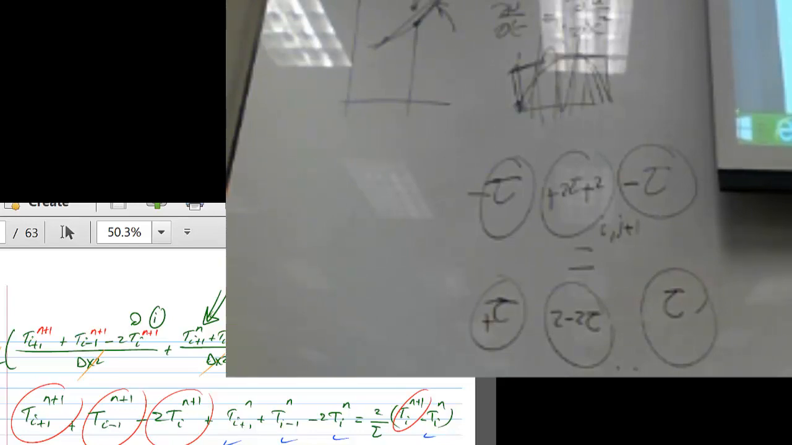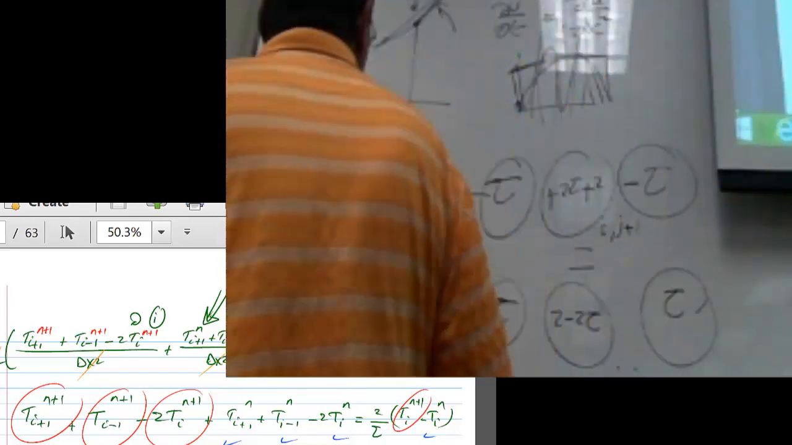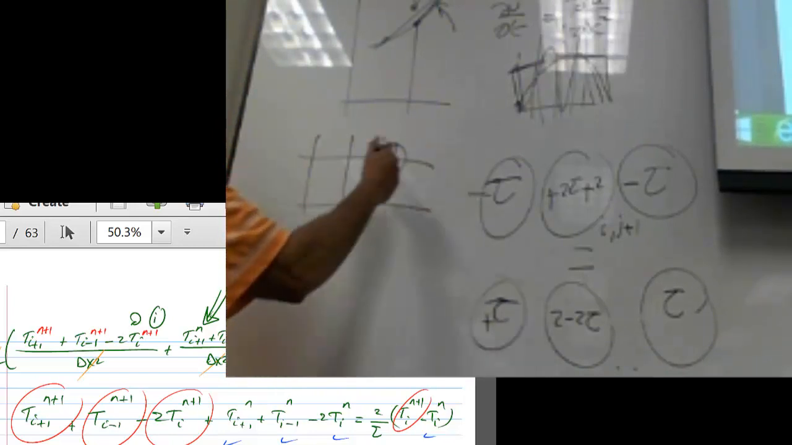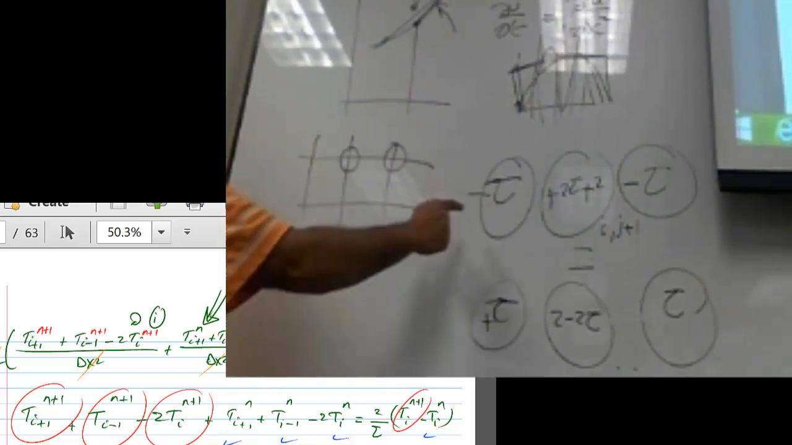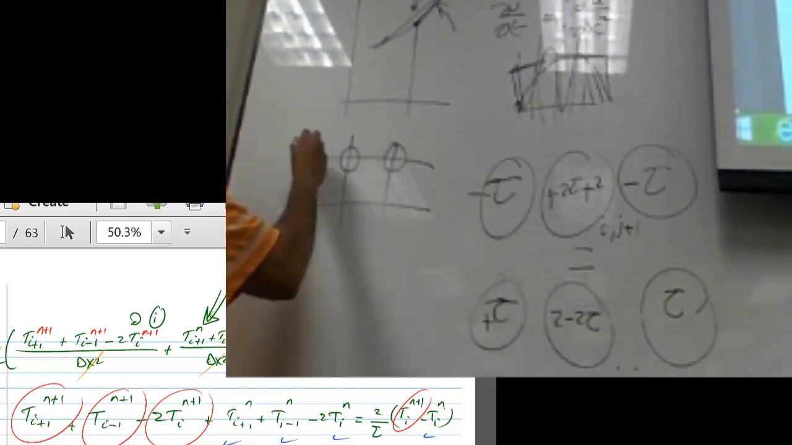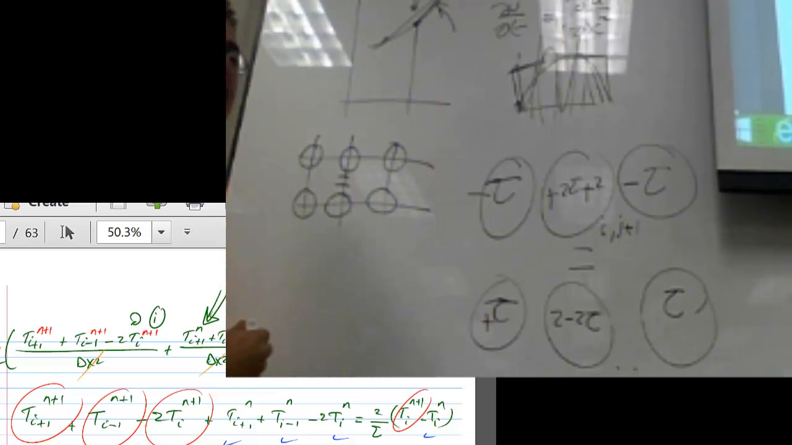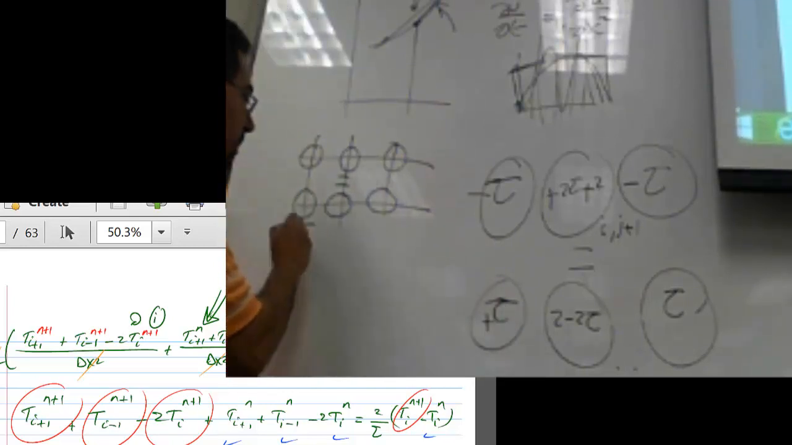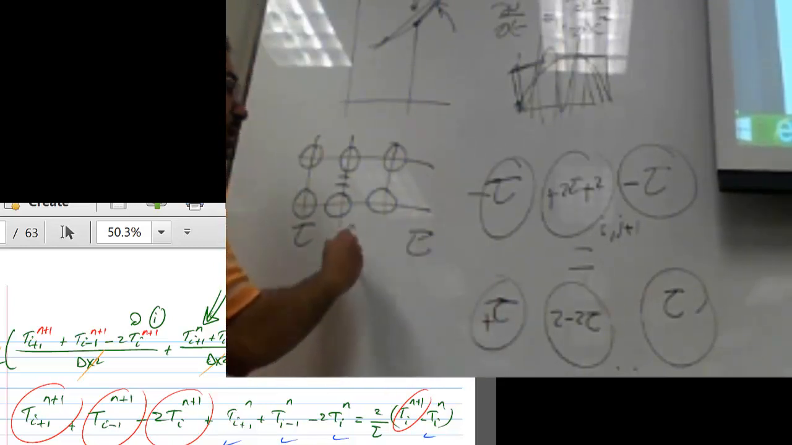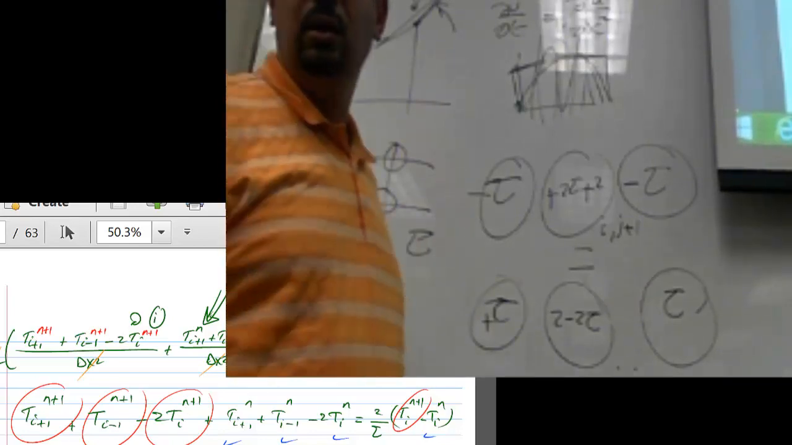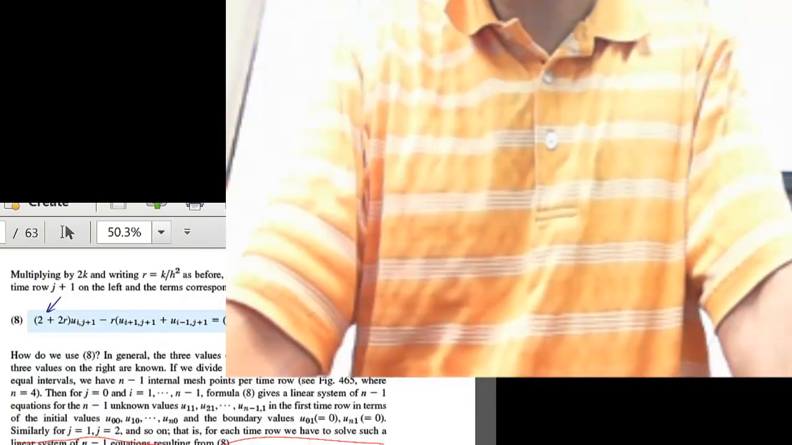Right? And so every time we write this computational molecule at a point, we will have minus tau of that neighbor, and 2 plus 2 tau of this guy, and minus tau of this, equal to the given values. This guy multiplied by tau, this guy multiplied by tau, and this guy multiplied by 2 minus 2 tau. Does this make sense? And we are done. Thank you so much.